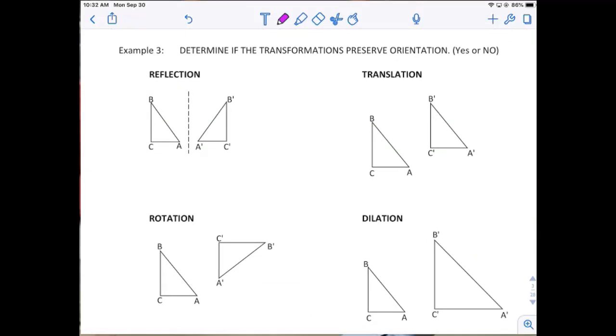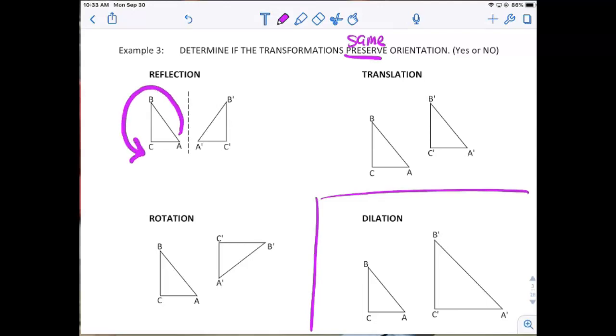Of the 4 overall transformations, and we know that dilation is kind of separate by itself because it's not a rigid motion, which ones have the same orientation? Do they preserve orientation? A reflection, if you go A to B to C, you went a left turn. But when you reflect it, the image goes A prime, B prime, C prime to the right. So reflections do not preserve orientation.